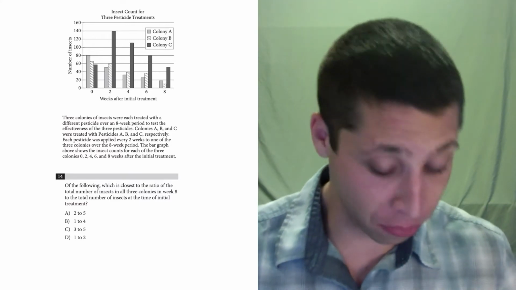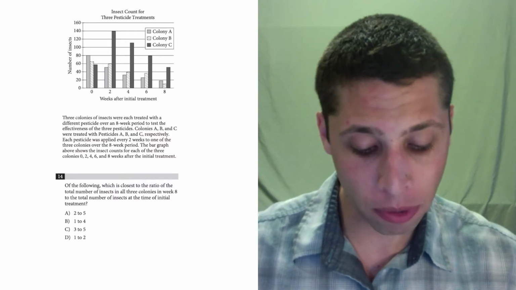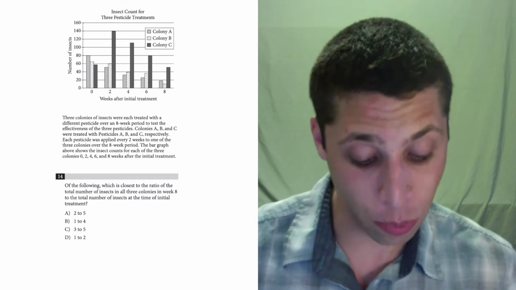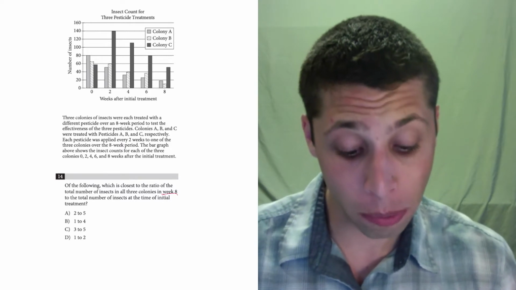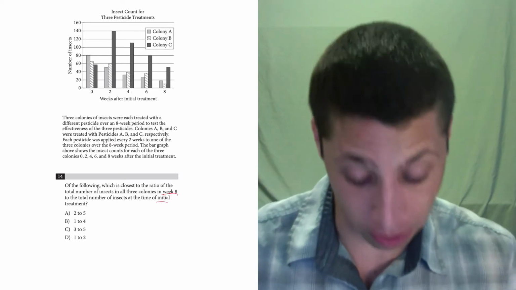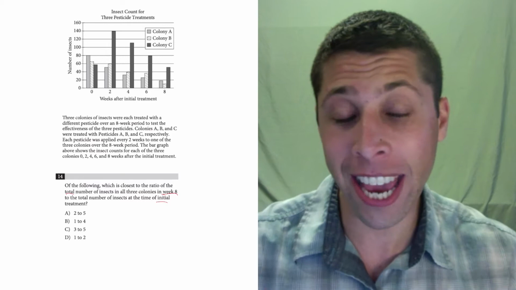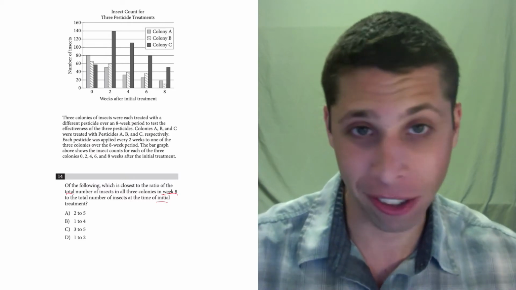The question itself says, of the following, which is closest to the ratio of the total number of insects in all 3 colonies in week 8 to the total number of insects at the time of the initial treatment? So that's just 2 numbers, right? The total means we've got to add those things up. So let's zoom in here on week 8 and get a number so that we can actually follow this instruction.